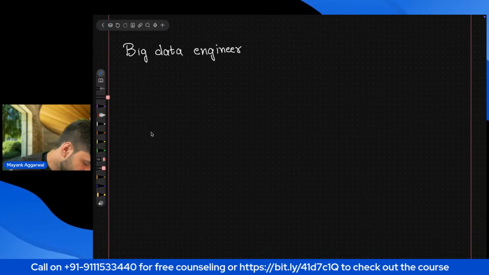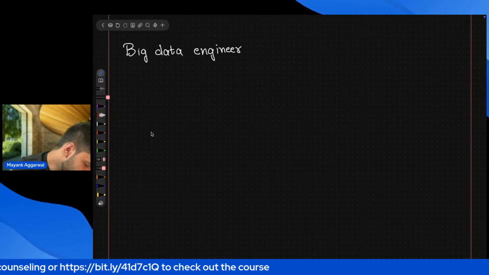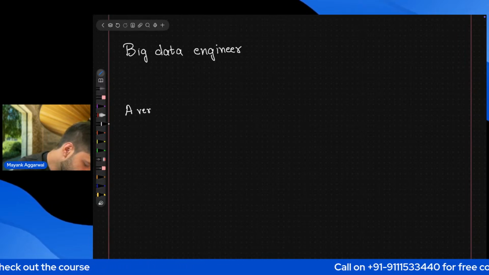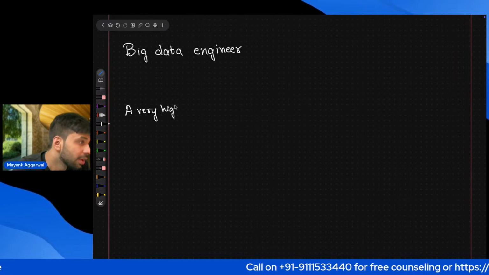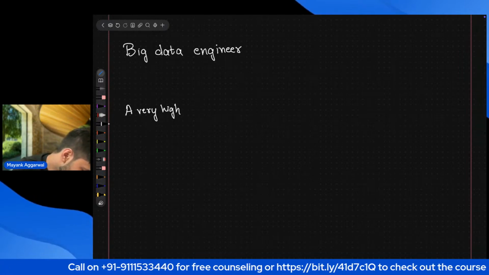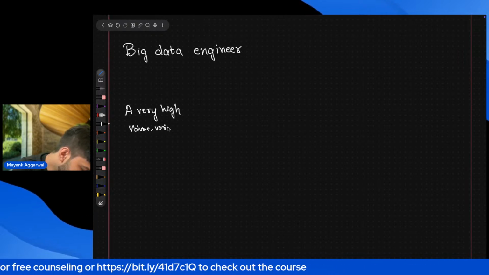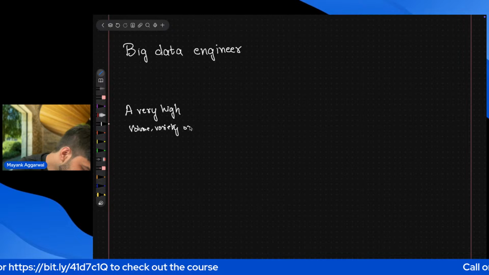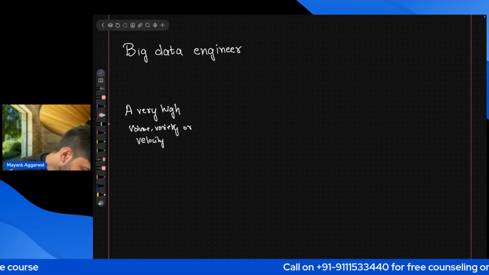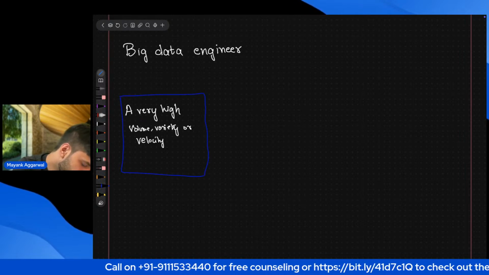So what do you do now? What I mean to say is the volume, variety, and velocity of water are very high. Maybe we can draw it something like this. Maybe this is that high level of water.